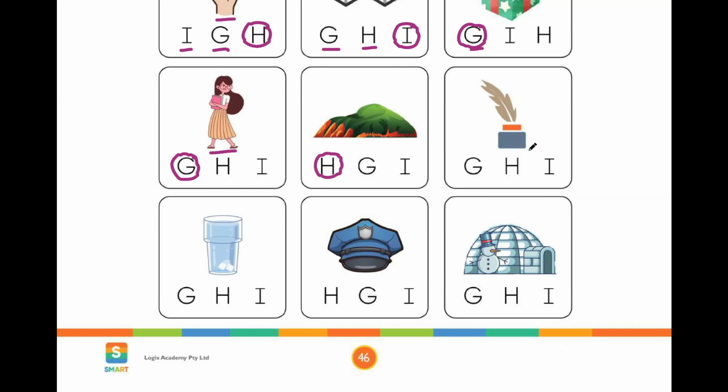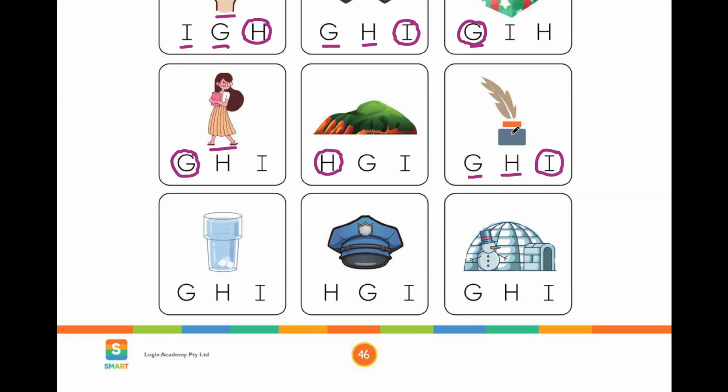Now see the picture of an ink pot, and the first alphabet of the word ink is I. So here you can see that this is G, not the right answer. H, again not the right answer, but I is the correct answer. And the sound of the I is a, ink, a, ink.